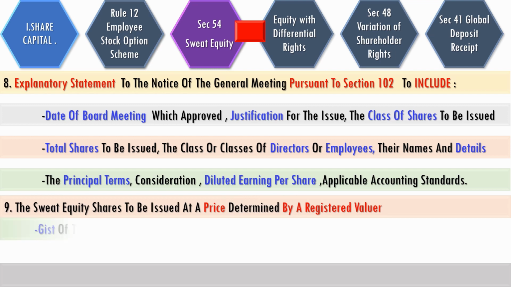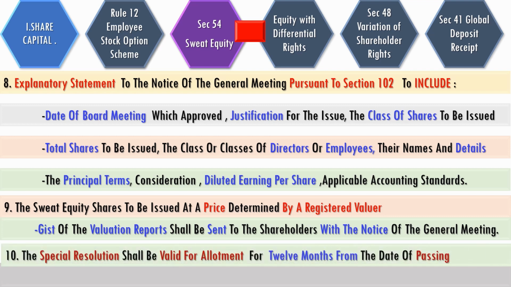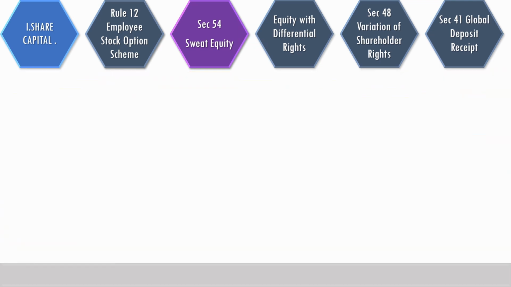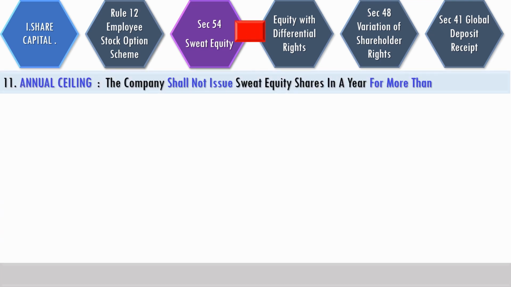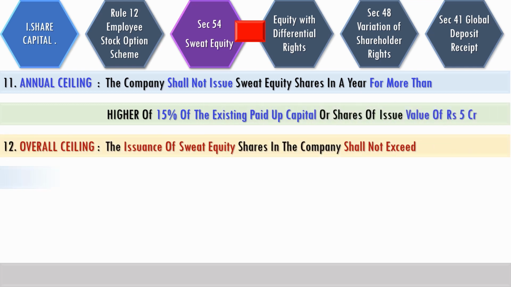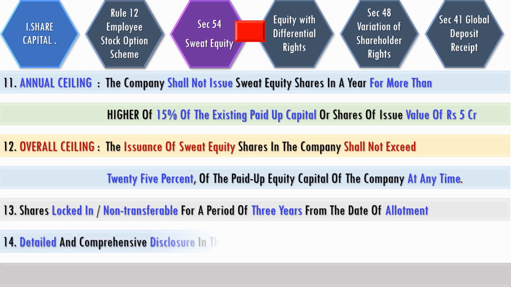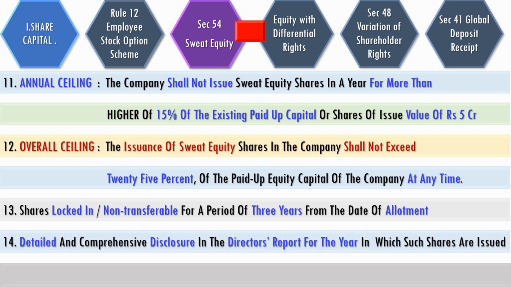The sweat equity shares are to be issued at a price determined by a registered valuer. A summary of the valuation report shall be sent to shareholders along with the notice. The special resolution, as passed, will be valid for allotment for a period of 12 months from the date of passing. Annually, the amount of sweat equity shares issued cannot exceed the higher of 15% of existing paid up capital or a value of rupees 5 crore. The overall ceiling is that it cannot exceed 25% of the paid up capital at any time, and the shares are locked in and non-transferable for a period of 3 years from allotment, and the director's report for the year will make a detailed and comprehensive disclosure on various aspects of the scheme.